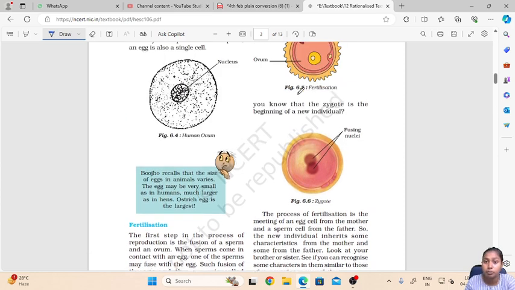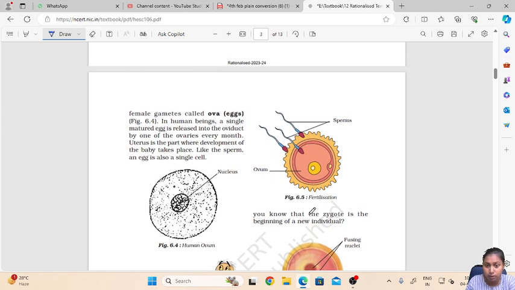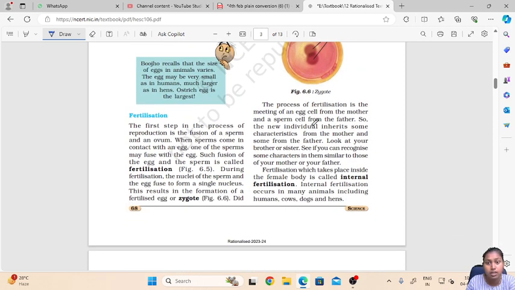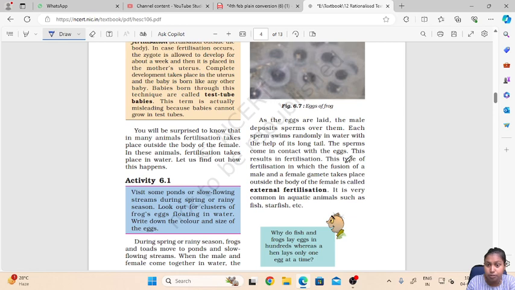This is the ovum, it's from the mother. This is the sperm, it's from the father. Both of them combine together to give a zygote. Hence the resulting offspring or baby has the characteristics of the mother as well as the father. There are two types of fertilization, internal and external. Internal fertilization is where fusion of the male and female gametes takes place inside the female body, whereas in external fertilization, the fusion takes place outside the body of the female.